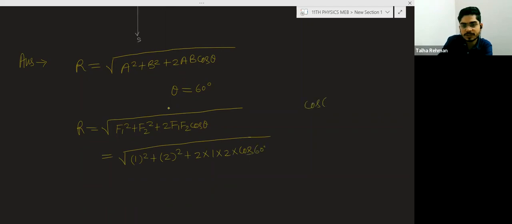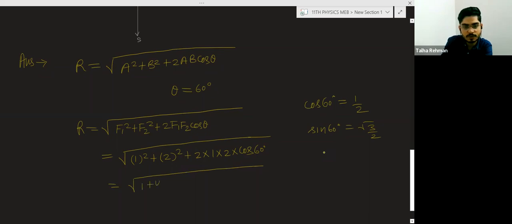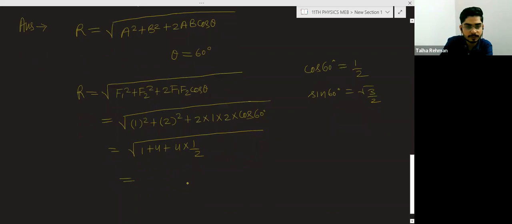And the value of cos 60 is equal to 1 by 2, and the value of sin 60 is equal to root 3 by 2. So this will become 1 plus 4 plus 2 into 2 into 1 by 2. Instead of cos 60, you will put 1 by 2. So this will become 2. Finally you will get root 7. So this is the magnitude of the resultant.